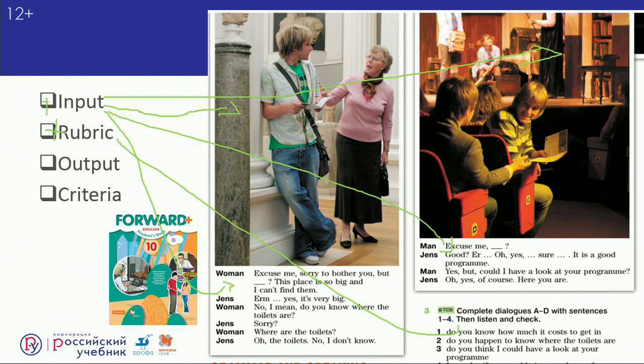Complete dialogues A to D with sentences 1 to 4. Then listen and check. Output. There is no mention of the target output, but overall it's clear that the output is this text with no gaps. So this is the output, right? The text with no gap, the target output.